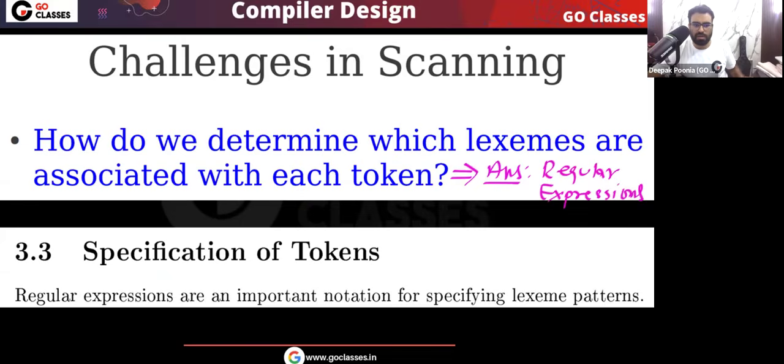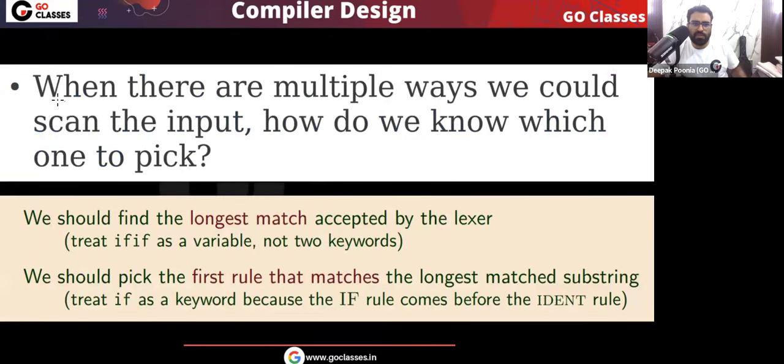Now let's see the next question: when there are multiple ways to scan the input, how do you know which one to pick? What is the answer for that? We have already seen the solution. First, you go long, which means first you consider the longest match.